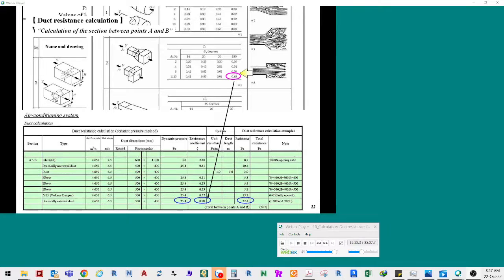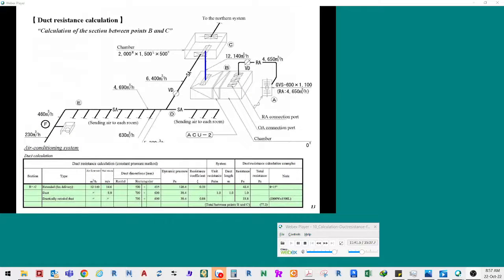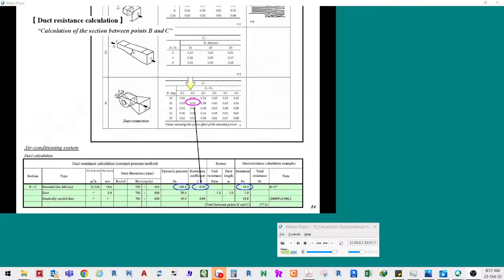Calculate the dynamic pressure based on the wind velocity on the inlet side. This is the end of resistance calculation of the section between points A and B. In the same way, calculate the duct resistance of each section. Now, resistance calculation of the section from point B through point C is described. You can calculate it in the same way as done for the section between points A and B.